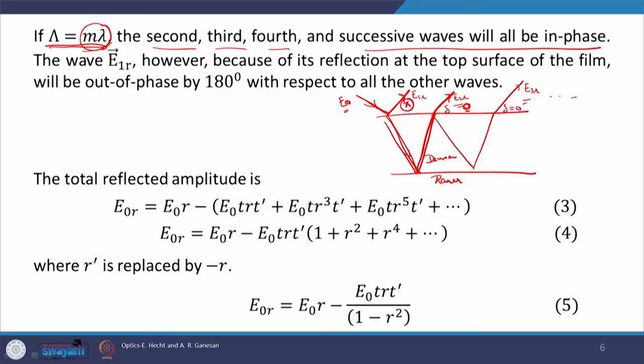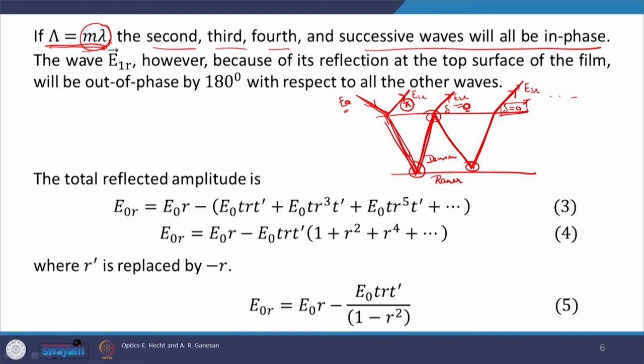lambda. Therefore, the phase difference between E2R and E3R would again be 0, because of all the reflections, the ray is starting from E0, then it is going in this direction, in this direction, again in this direction and this direction, and then going in the E3R. Therefore, three reflections happened here and all three reflections are internal, and here the reflection is happening at a denser to rarer medium boundary, which does not contribute to any phase here. And therefore, the total phase difference would be 0.